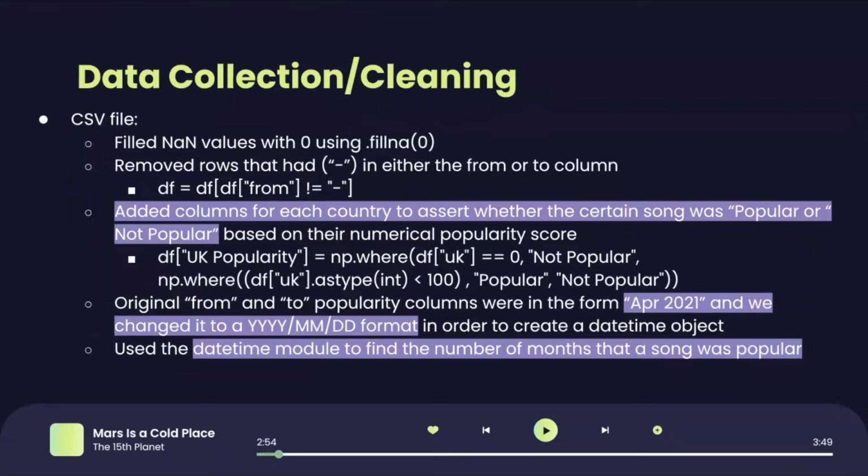Here are some notable cleaning methods from phase 2. In the CSV file, we filled all NaN values with 0 using .fillna. We removed rows that had a dash in the to or from columns. We also added columns for each country to assert if it was popular or not popular based on their numerical popularity score. Finally, we changed the format of the dates in the to and from column to a year, month, day format in order to create a datetime object. Using the datetime module, we found the number of elapsed months that a song was popular.